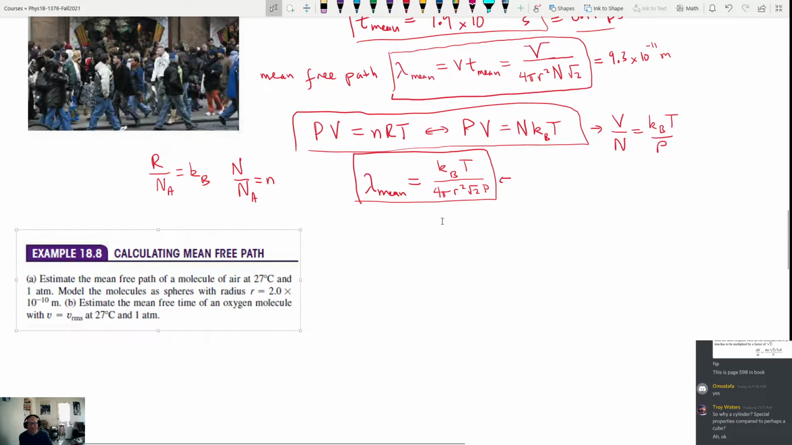Got the two equations right here. We want to estimate the mean free path of a molecule of air at 27 degrees Celsius and 1 atmosphere of pressure. Model the molecules as spheres with a radius of 2 times 10 to the negative 10 meters.